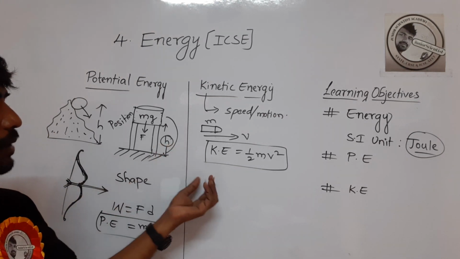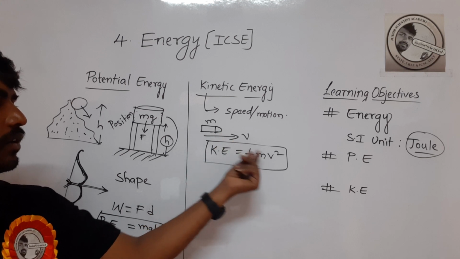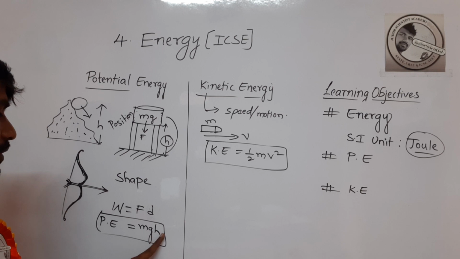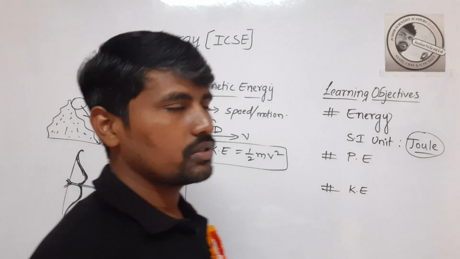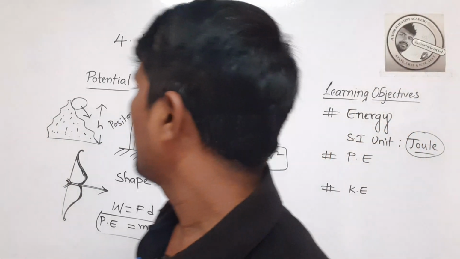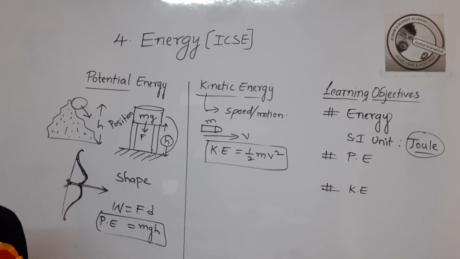So whenever the problem is given, you have to identify the mass and velocity. You have to identify the mass, height and g. Then you have to substitute, then you will get the solutions. So this is the explanation about energy, potential energy and kinetic energy. Okay, next.